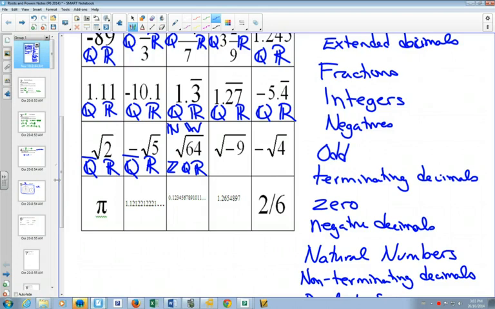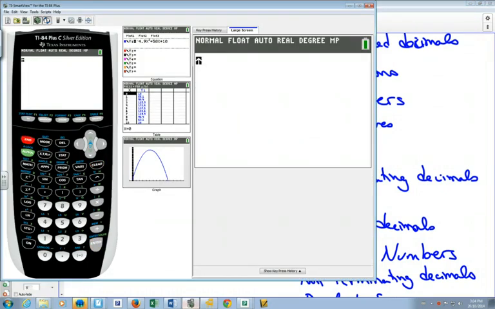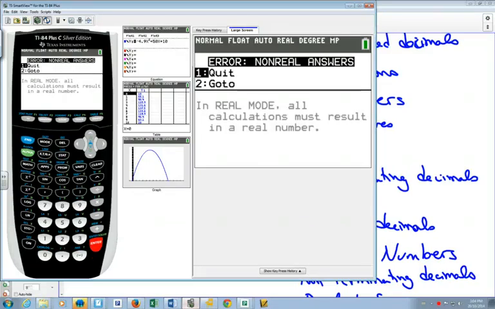Square root of -9. Did anyone try that on their calculator? What happened? You got an error when you type in your calculator. This is the only one that is not any number. It doesn't exist. It's unreal. It's not an irrational number. It's not any number. If you go to your calculator and you try to type in the square root of -9, you get an error, a non-real answer.